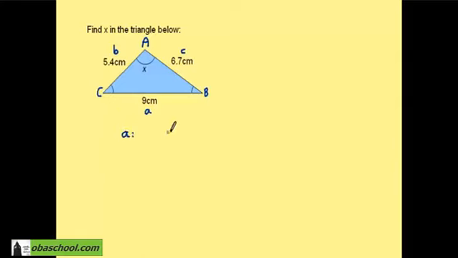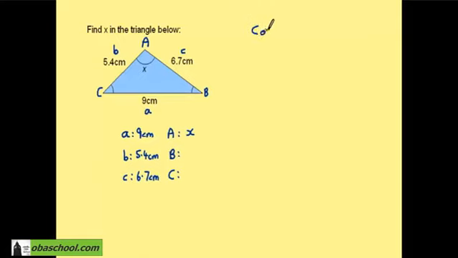Using a table to collect the information, A and A, B and B, and C and C. A is 9 centimeters. We're trying to find angle A. We know b is 5.4 centimeters and c is 6.7 centimeters. Looking, we can see we don't know any pair, and that tells us that we're going to use the cosine rule.